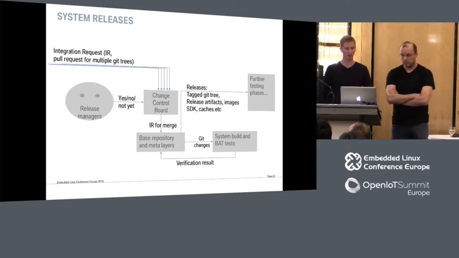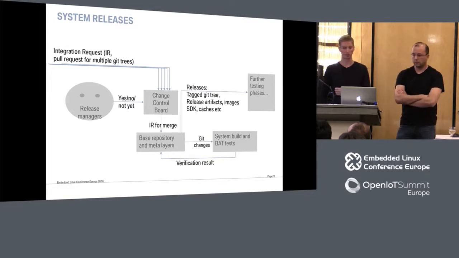Then they bundle up a bunch of integration requests which are then merged into the base repository, and then this whole merge is again tested with the same system build or images, and also executes hardware and all other tests. If all is fine, results come back to the CI system, which automatically then publishes these results. It tags the base Git tree and publishes all build artifacts like images, SDKs, and caches, and so on. And the images, of course, go to the further stages of testing in our release process.